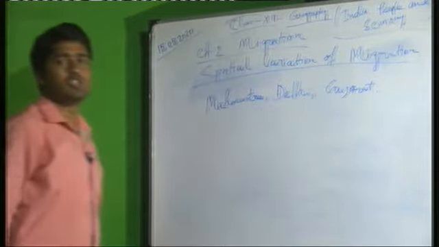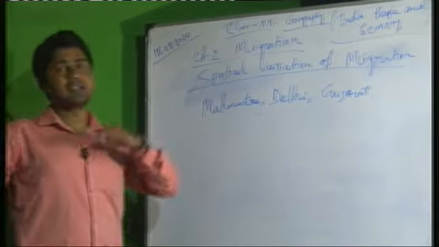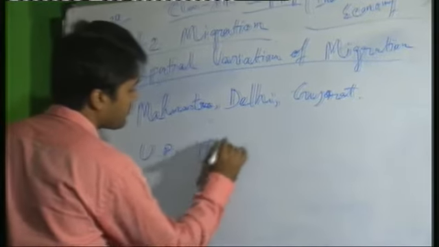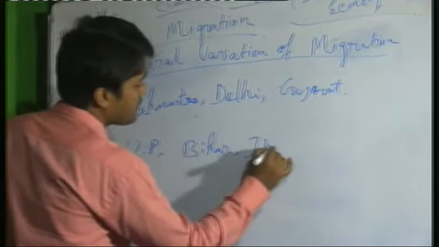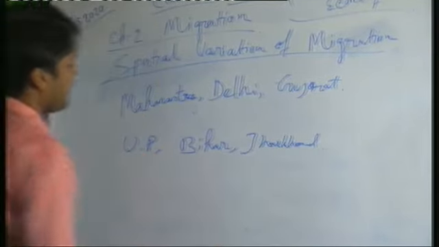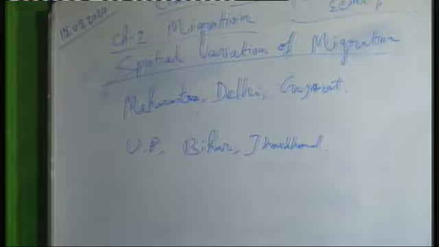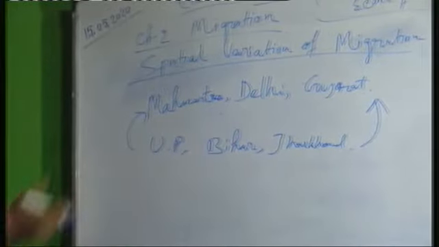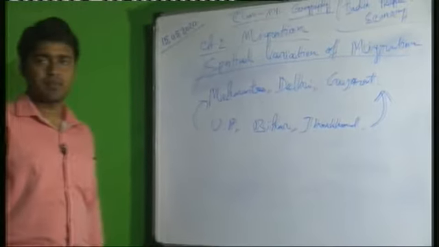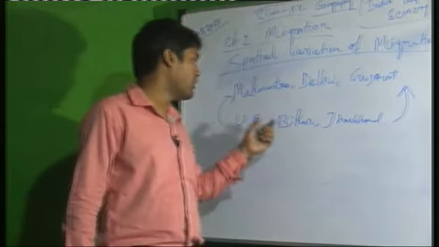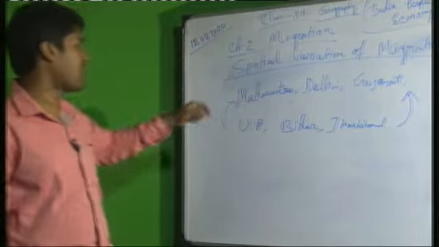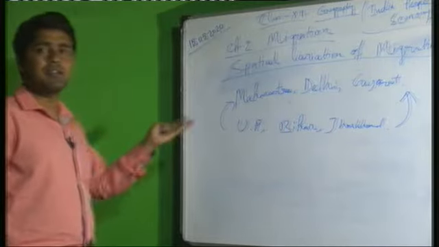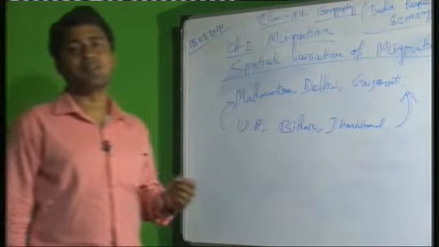In these states, so many people from their surrounding or neighboring states like UP, Bihar, Jharkhand migrate to those states for doing different types of jobs or work. So generally in this migration, the maximum number of people travel from UP, Bihar and Jharkhand to those states for doing different types of work. This is also a migration, and it is also a spatial variation of migration.